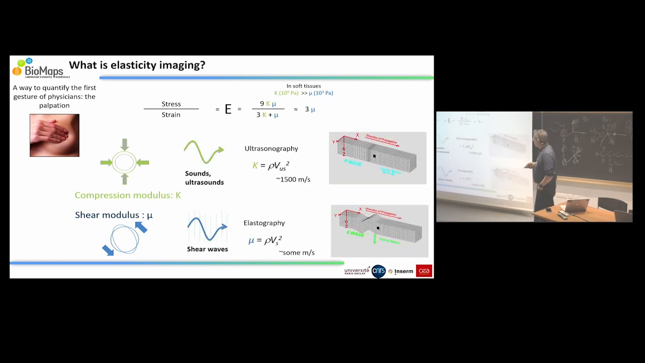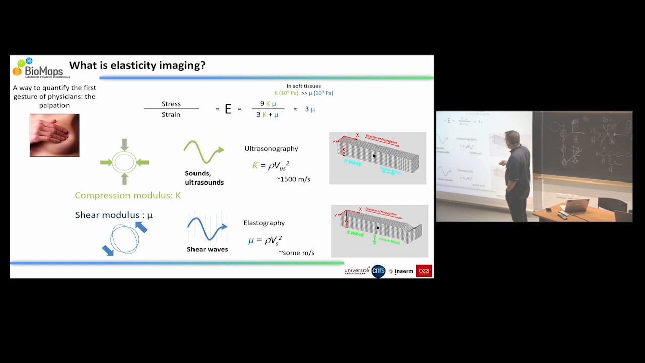If I express also these 2 parameters in terms of waves, the bulk modulus is related to the speed of the sound or the ultrasound. It's related to the speed of compressional waves. So here in tissue it is 1,500 meters per second on average.